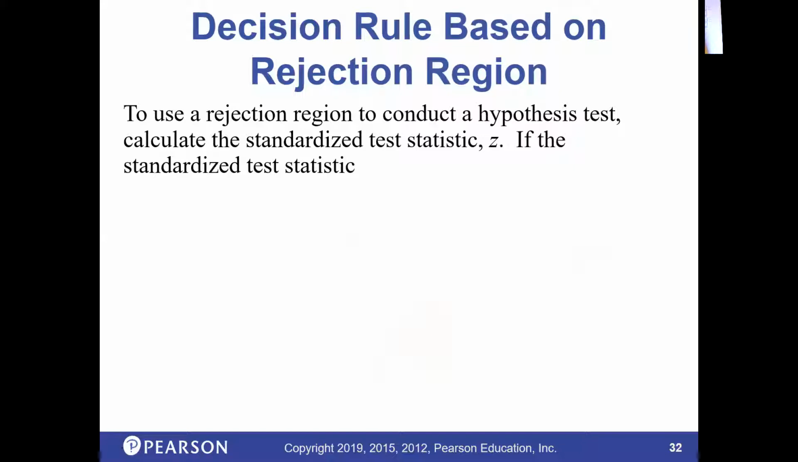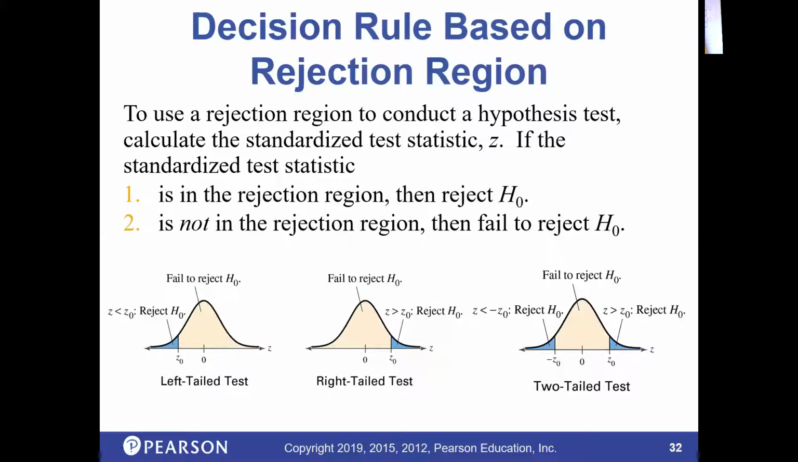Okay. So to conduct a hypothesis test, we calculate the test statistic Z. Then from there, using the same formula that we use with p-values, we determine where it lands. So if you look at this blue area in the picture, those are the rejection regions. If your test statistic falls into the blue area, your decision is reject the null hypothesis. If your test statistic falls into the beige area, you will fail to reject the null hypothesis.